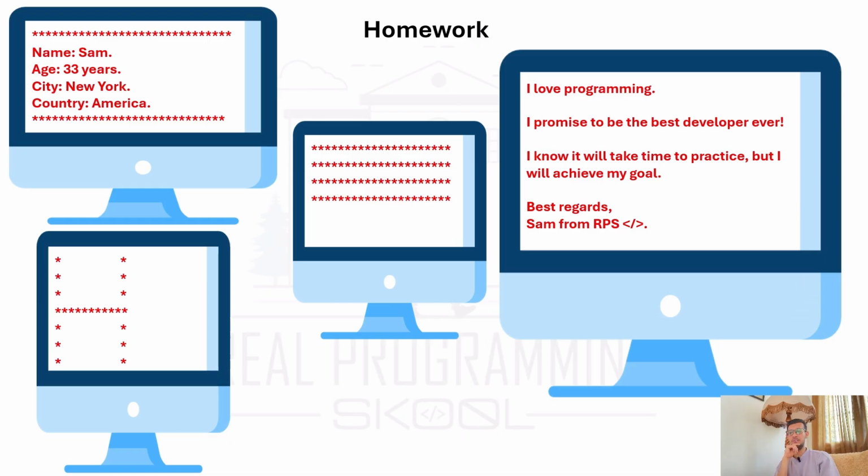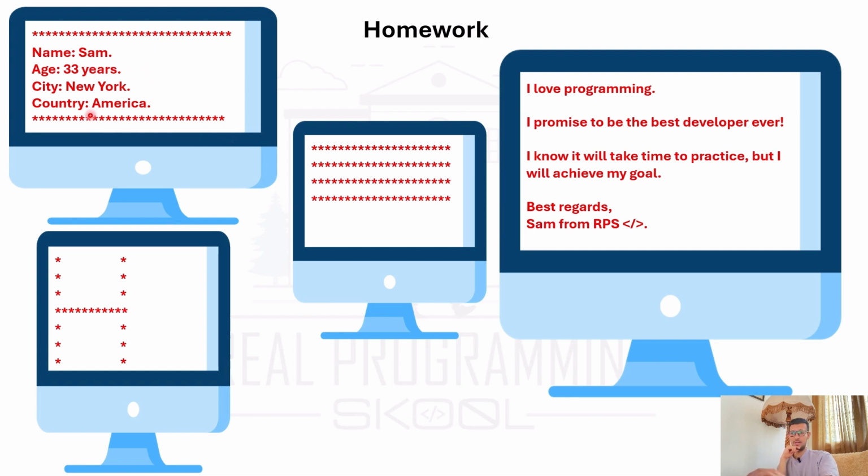This is our homework. Please solve them all. First homework: I want you to print for me this line of stars, asterisks, and after that you write another line. The second line will contain name: Sam, or your name, whatever, age: 33 years, city: New York, country: America, and after that you close this like a card, and you close these sentences or text with another line of stars.